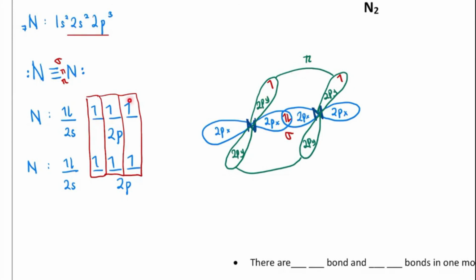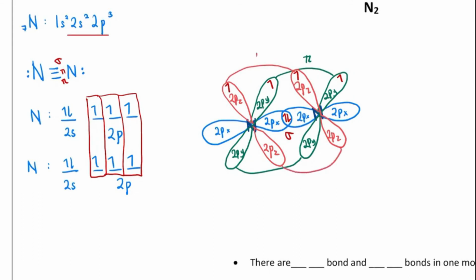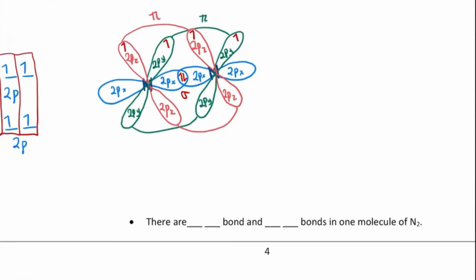Okay, and then since ada lagi satu overlapping, okay, so ini antara 2pz and 2pz to form pi bond juga. So ini 2pz, ini also 2pz. Okay, and dalam 2pz ni ada 1 electron, 1 electron and dia akan overlap side to side juga. Okay, to form pi bond. Okay, and then, so there are 1 sigma bond and 2 pi bond in 1 molecule of nitrogen.